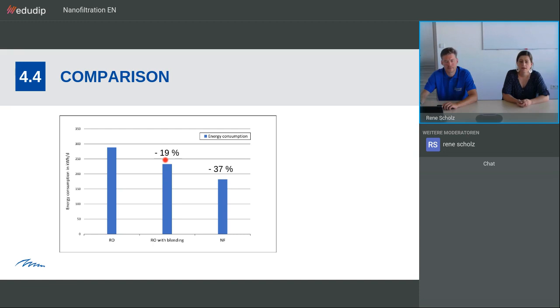blending. The nanofiltration, even if the quality of the water of RO with blending and nanofiltration is the same, the nanofiltration shows you that you have even more energy reduction. So the energy consumption compared to reverse osmosis is 37% lower. And even if you look at the blending version, it is still quite a bit lower than the -19% for blending. Okay, so you can see in this comparison really that if we look at the energy costs, it's really worth it to use nanofiltration instead of RO with blending.